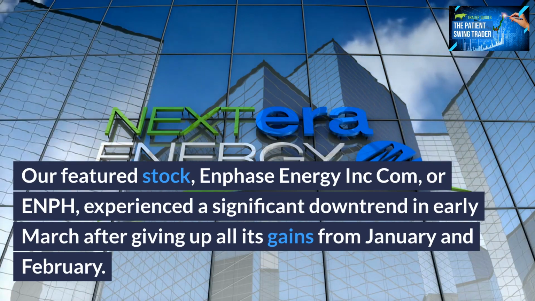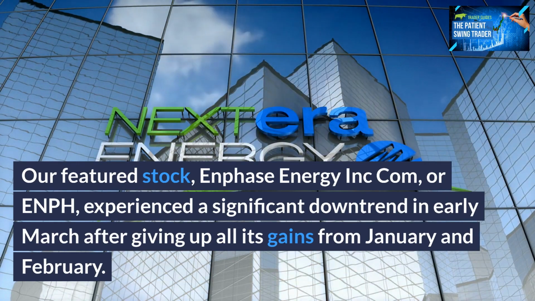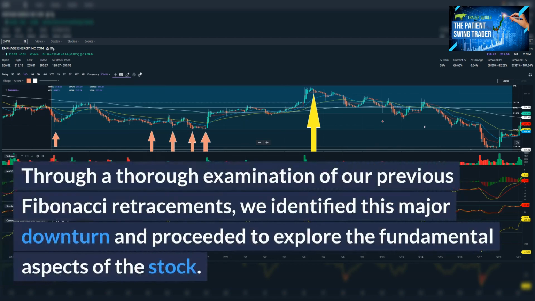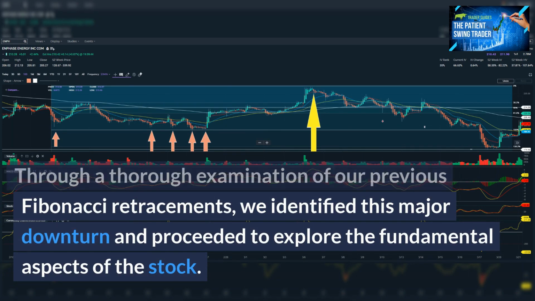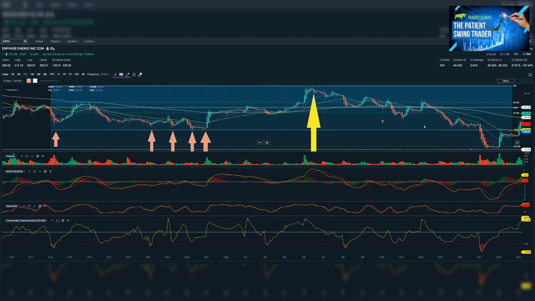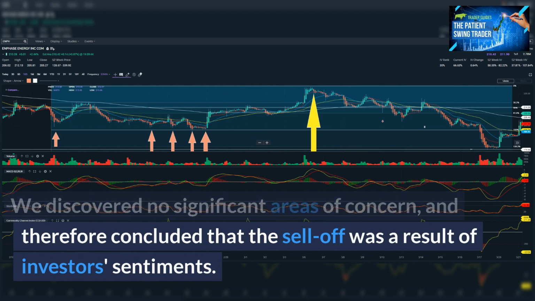Our featured stock, Enphase Energy Inc., or ENPH, experienced a significant downtrend in early March after giving up all its gains from January and February. Through a thorough examination of our previous Fibonacci retracements, we identified this major downturn and proceeded to explore the fundamental aspects of the stock. The yellow arrow identified the start of the downtrend in early March. We discovered no significant areas of concern, and therefore concluded that the sell-off was a result of investors' sentiments.